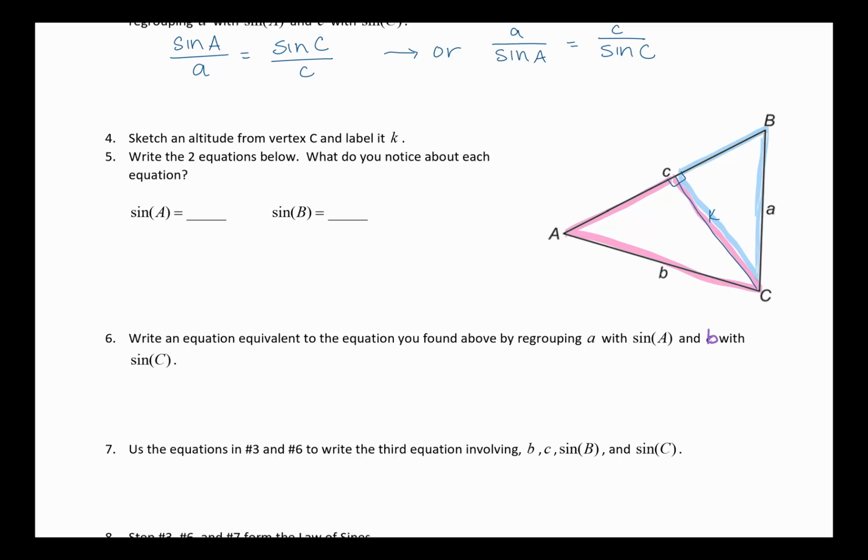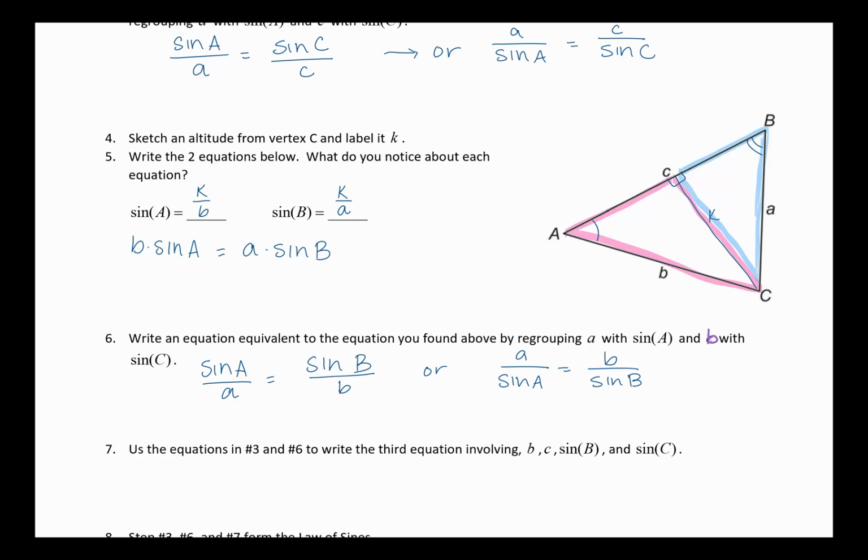I want to write what the sine of A is. So here's A, right angle. This means that this is going to be our hypotenuse. So this one would be K over B. Sine of B, so we're over here, would be K over A. If I isolate K in both of these like we did before, and then regroup and make A with sine A and B with sine B, I would have sine of A over A is equal to sine of B over B. Or you could have it as A over sine A equals B over sine B. Both of them are equivalent.